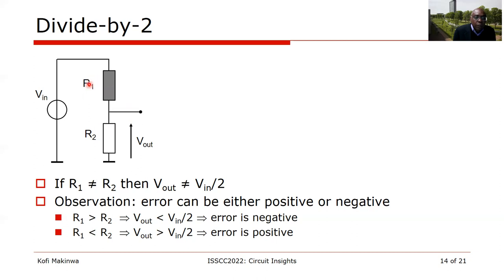So if R1 is larger than R2, so if this resistor is too large, then this voltage here will be too low and the error will be negative. If you have the opposite situation, that R1 is smaller than R2, then this voltage will be too high and the error will be positive. That's interesting. So the error can be positive or negative. So then you start thinking, if I can arrange the error to sometimes be positive and sometimes be negative and take the average, then maybe I can correct my error. And that's the key idea.